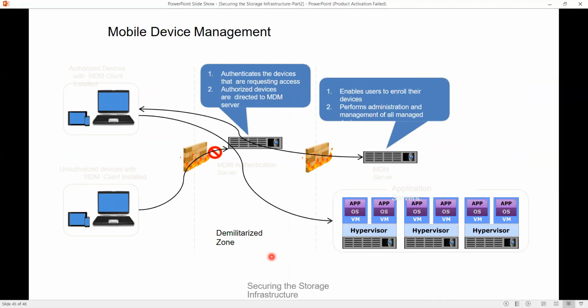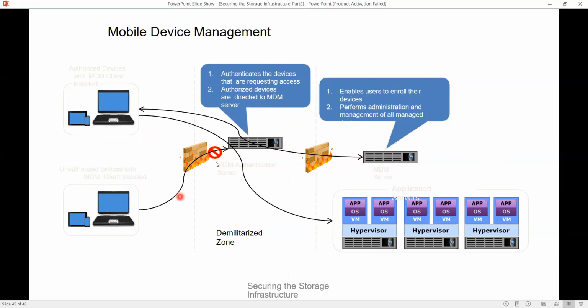This is something I think you already know. So here we have this client, right? So what happens is the MDM, mobile device management authentication server, authenticates the devices. Like the device that you're using is authenticated by this server, right? And it is noted by this server when your system, which is authenticated, tries to access something remotely, right? So that is allowed through the firewall.